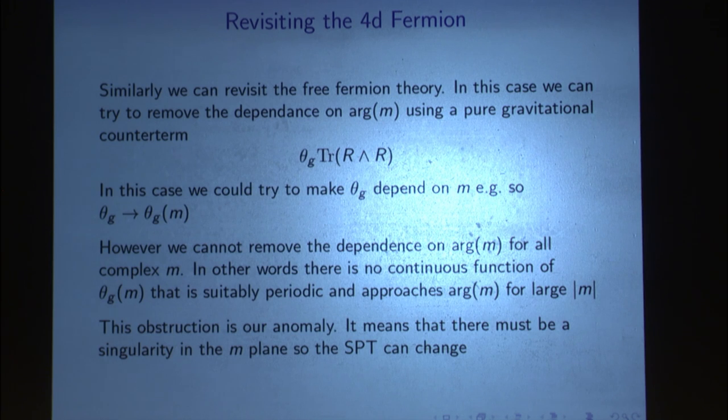And now it turns out that you can't do this for all complex m, because there's just no periodic function that approaches arg m for large m and is well defined over the whole complex mass plane. So there's no way to remove this dependence. And this obstruction is our anomaly. It means that there has to be some singularity in the m plane to account for this behavior.